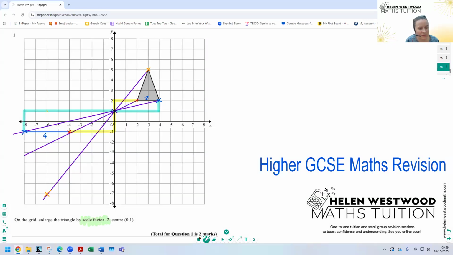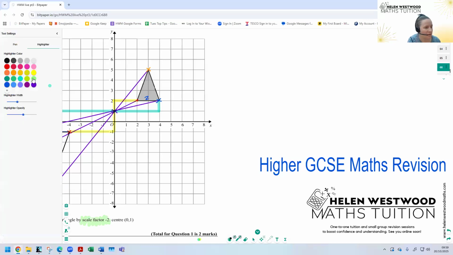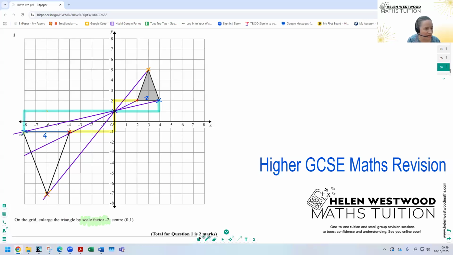Now, if I join that all up to show you your enlarged end result, our final triangle, you can hopefully see again, if I go over it with the green highlight that I've been using for our final solutions, how we've got a triangle that is twice as big, but is flipped over or inverted the other side of the centre of enlargement.